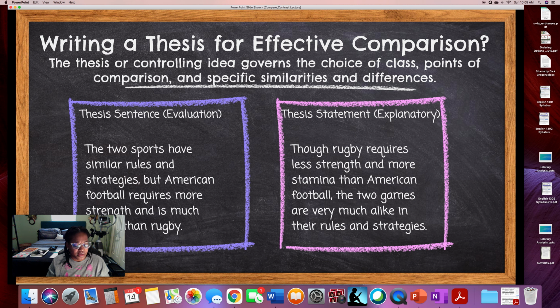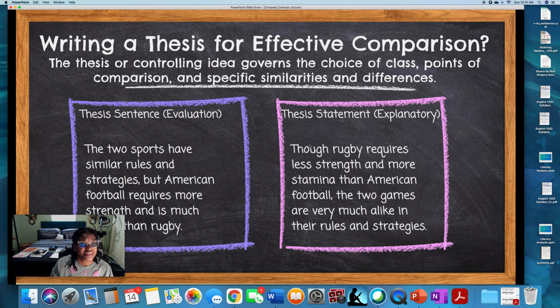I'm giving you a list of similarities, and I'm also giving you a list of differences, right? And I'm not evaluating which is better, which one you should play, none of that. I'm just simply explaining what the differences and the similarities are. And so my thesis statement is very straightforward and to the point.